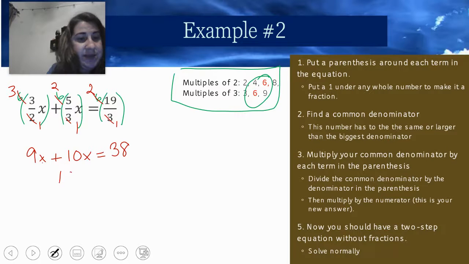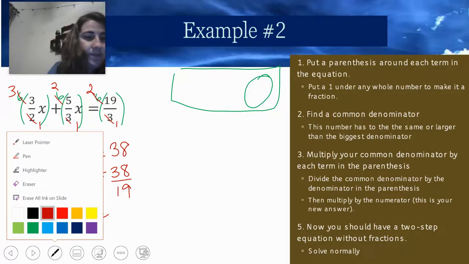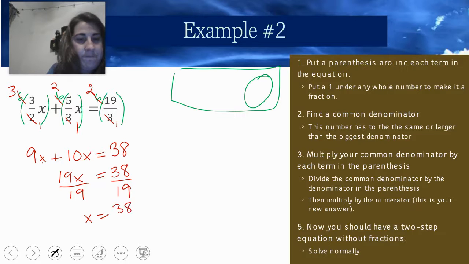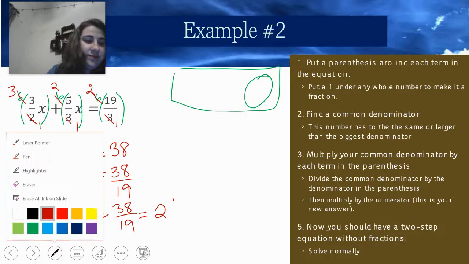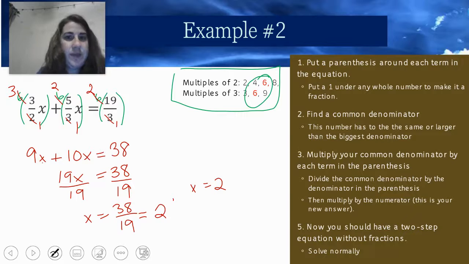9x plus 10x gives me 19x equals 38. Divide each side by 19. And I get 38 divided by 19. Let's see, do they have any numbers in common? Yes, they do. 19. So this is 38 divided by 19 is actually 2. So my answer is x is equal to 2. All right, moving on. Let's try another one.